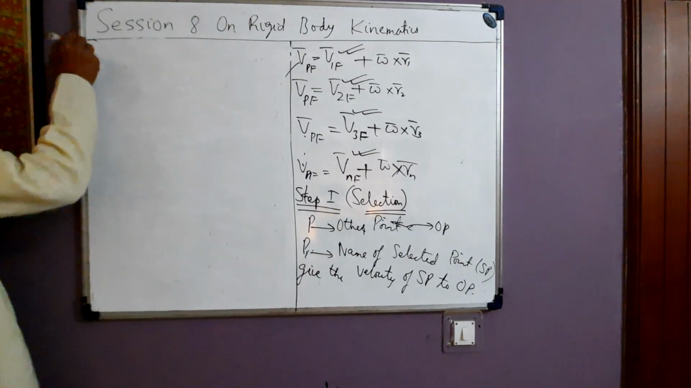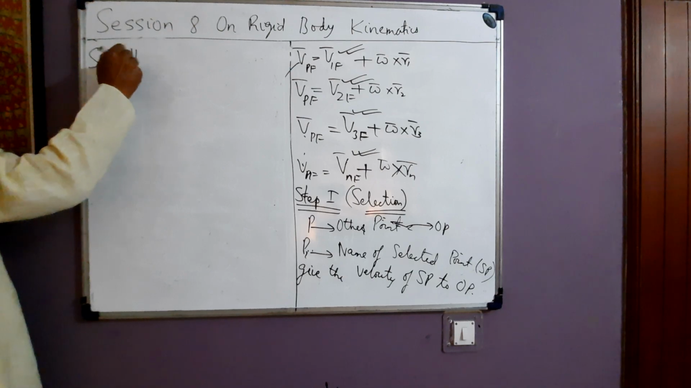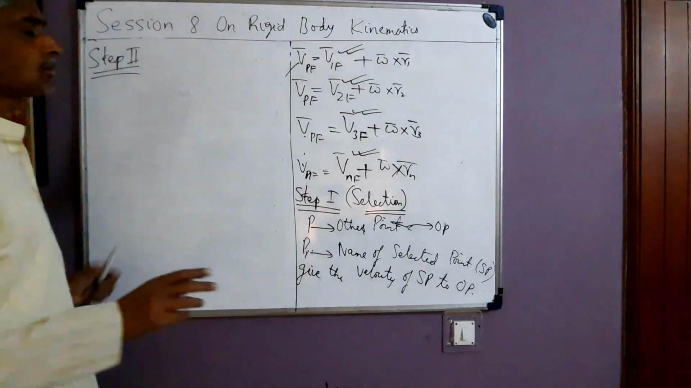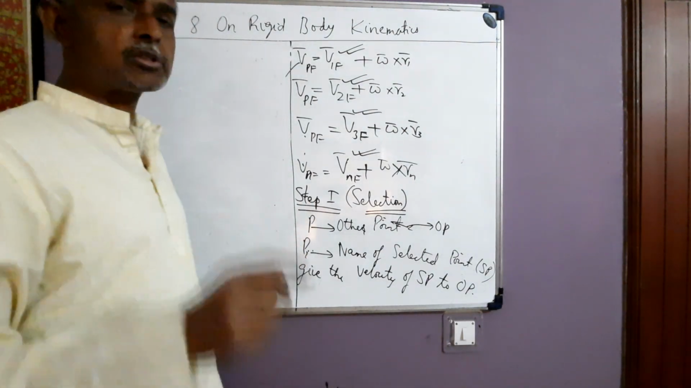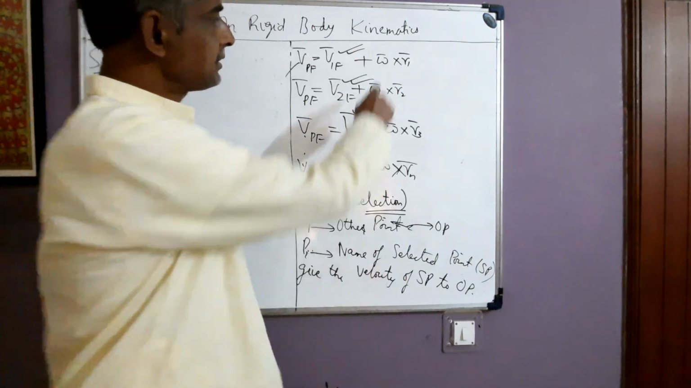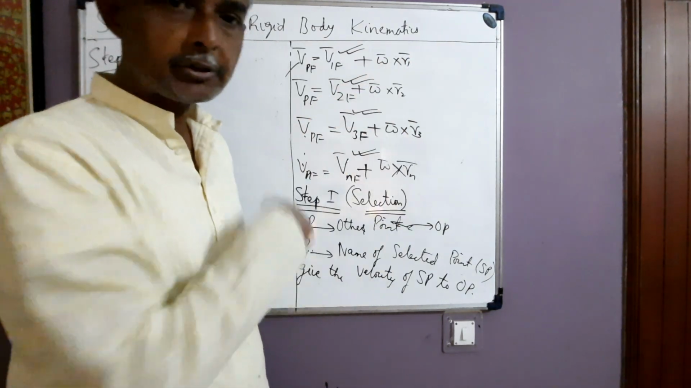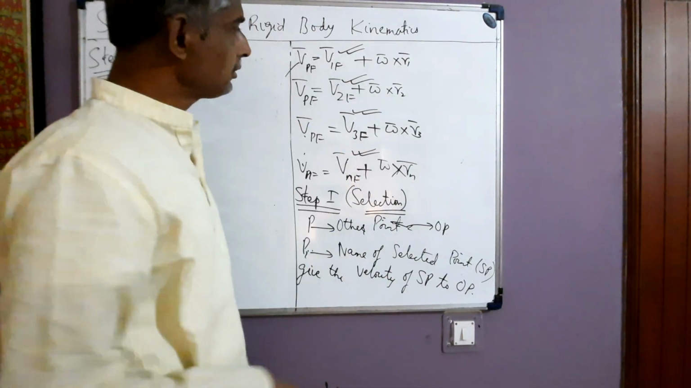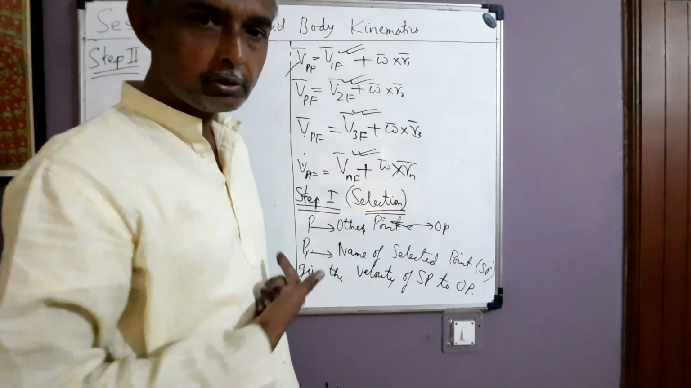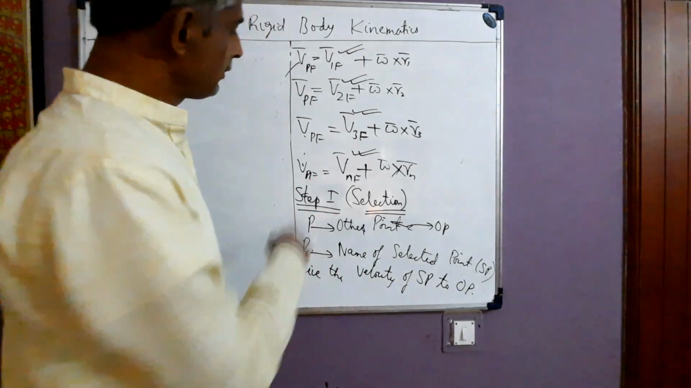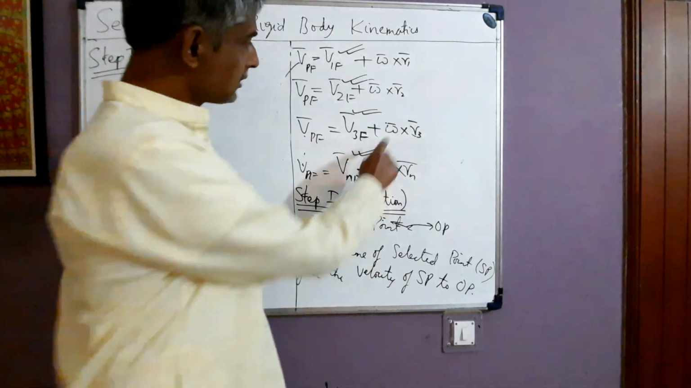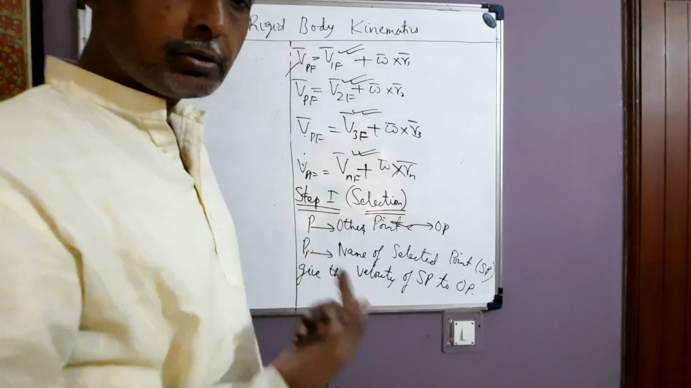Now, step 2. Step 2 is the same as action 2, which we took in the 7th video. Suppose we have selected P1 as the selected point. Then to find VPF, we have to evaluate this term, omega cross R1, as we discussed in action 2 of the 7th video. If we take P2 as the selected point, then we give this term to P, omega cross R2. If we take P3 as the selected point, we give omega cross R3 to P, as I did in the 7th video.